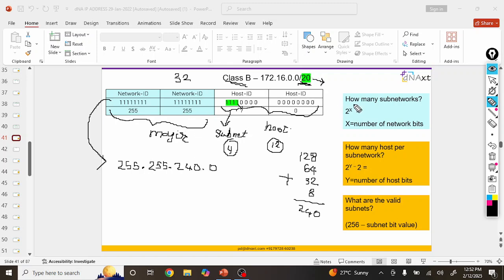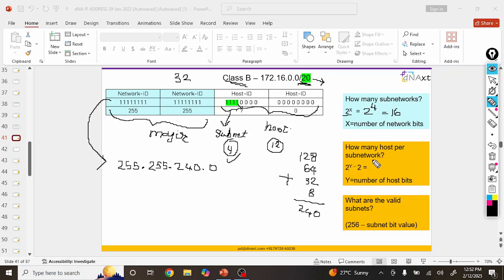Okay, now let's write down how many subnetworks we will get. The formula for that is 2 to the power x, where x is the number of subnet bits. The number of subnet bits is 4 over here. So 2 to the power 4, that is 2 into 2 into 2 into 2, that is 16 subnetworks we will get.